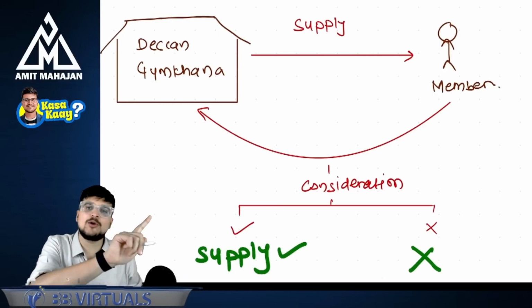In 71AA we saw when an unincorporated body provides any service to its members for a consideration, it will be considered as supply. So why did they introduce this particular concept? Because before introduction of this section, a stand was taken that Gymkhana, that is the unincorporated body, and members are the same, so any supply between them should not be taxable. But they said it is not like that. When an unincorporated body provides any supply and consideration is charged, it will be considered as supply. Understanding? Members and Deccan Gymkhana, that is the unincorporated body, both are different.